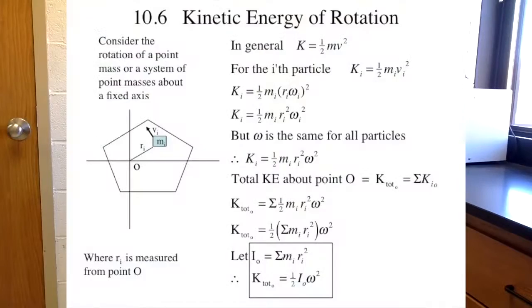Then we add all those up, so we have the sum. The kinetic energy of the whole thing is 1/2 times the sum of all the masses times the square of their radii, and then that times the square of the rotational velocity. The rotational velocity is the same for all of them, so that gets factored out. If we take the sum of m r squared and call that I, then I is the rotational inertia of the object.